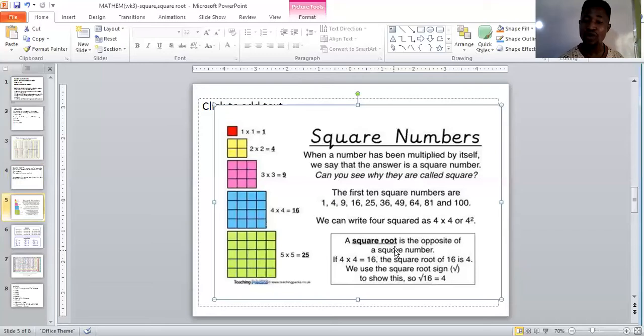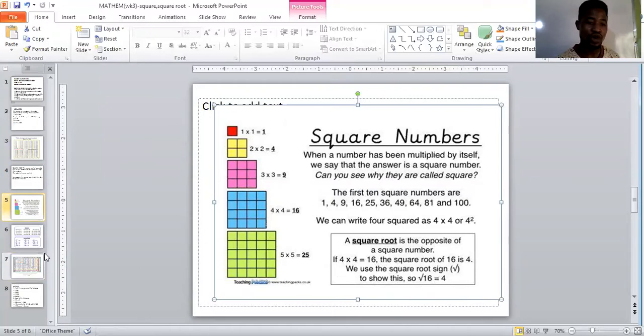A square root is the opposite of a square number. I said it earlier on. They are like opposites. If you do one, you can do a reverse action of that one to get to where you're coming from. That's what that means. So I have explained here: 4 times 4 is 16. Therefore, the square root of 16 is 4.